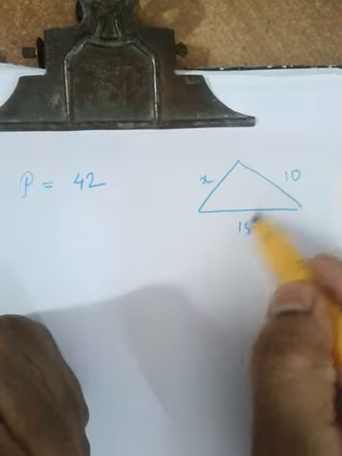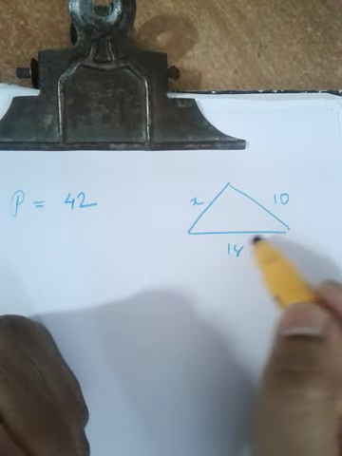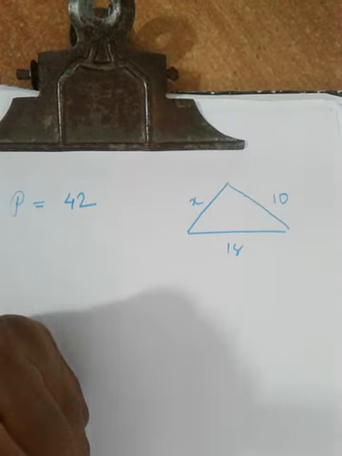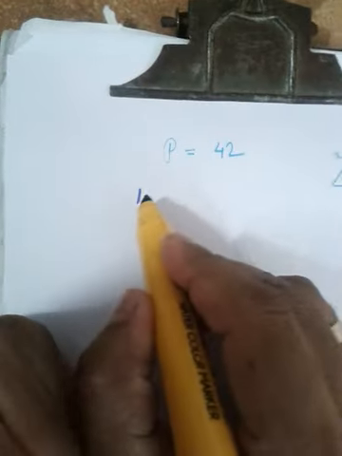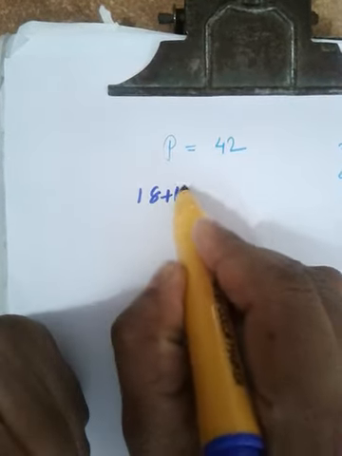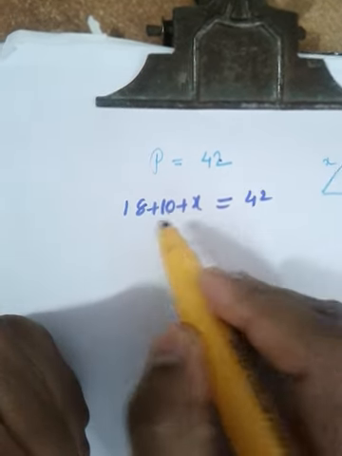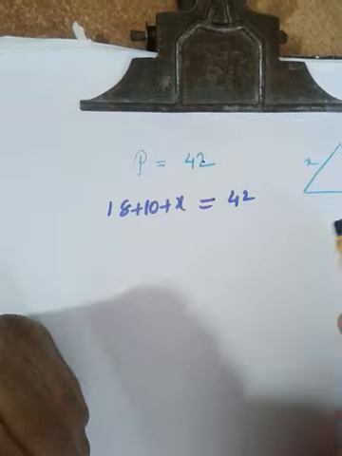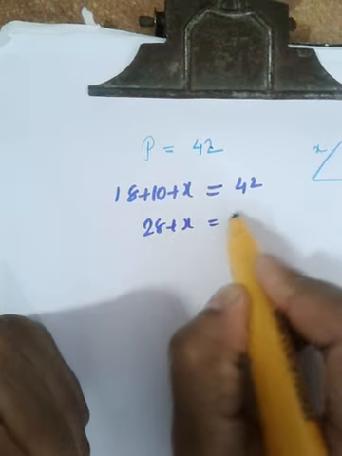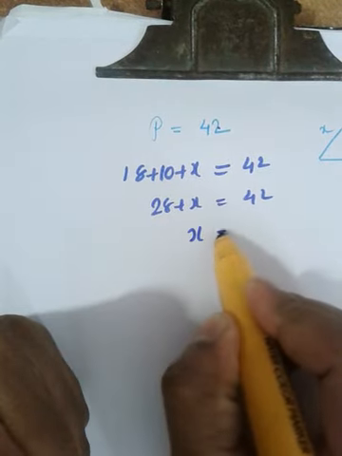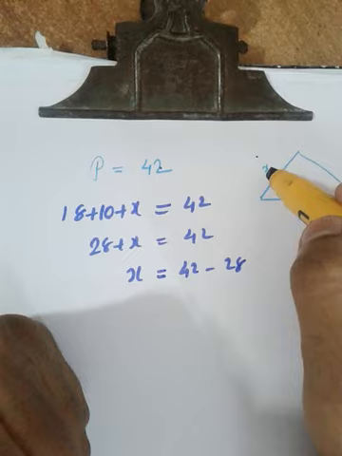It says that 18 plus 10 plus x is 42, because 18 plus 10 plus x is the perimeter. You know how we can calculate the perimeter? Just take the sum of the three sides. So 18 plus 10 plus x will be the perimeter, and that perimeter is given as 42. From this equation, 18 plus 10 is 28. 28 plus x is equal to 42. From this equation, we will get the value of x: 42 minus 28. In that way, you just calculate the value of x. You will get a value.